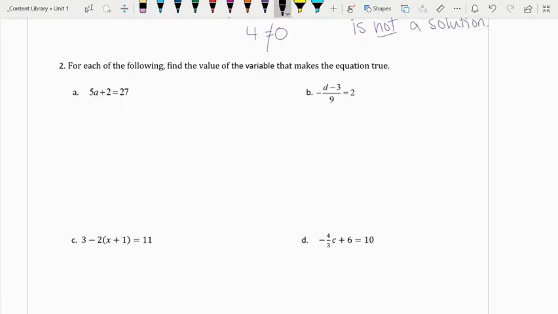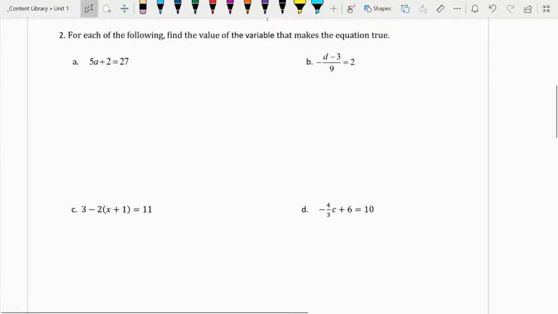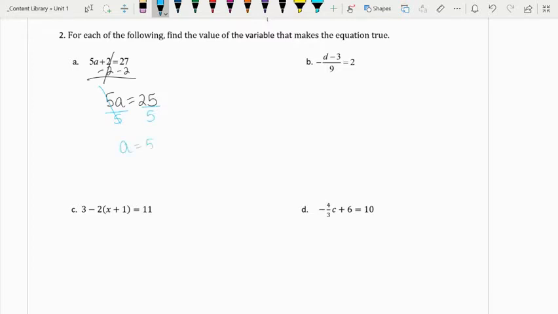So no, x equals -4 is not a solution. All right, so we are going to look at solving equations here. So for number 2, it says for each of the following, find the value of the variable that makes the equation true. Letter A. In order to solve for A, we are going to subtract 2 first from both sides. So we have 5A equals 25. Now 5 and A are being multiplied. And the opposite of multiplication is division. We are going to divide by 5, and we're left with A equals 5.